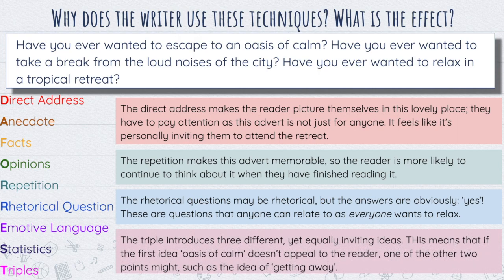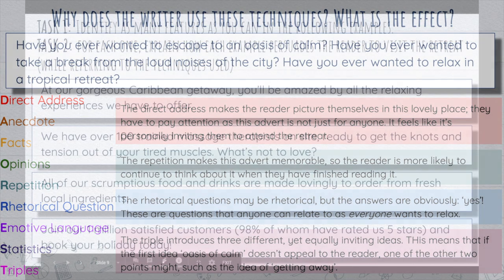So I've said the triple introduces three different yet equally inviting ideas. This means that if the first idea, oasis of calm, doesn't appeal to the reader, one of the other two points might, such as the idea of getting away. I mean, we could argue that not very many people are not going to like the idea of an oasis of calm, but actually they're three different ideas and all three of them are ever so slightly different. They're all about relaxation, but they're all going to appeal to perhaps a slightly different person to want to go to that lovely hotel.